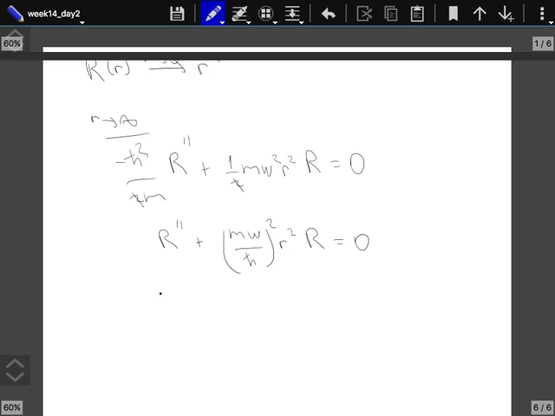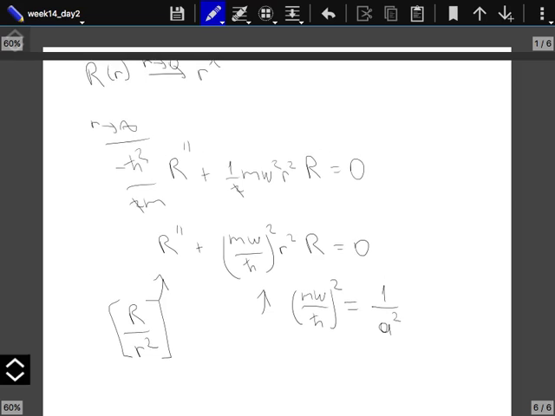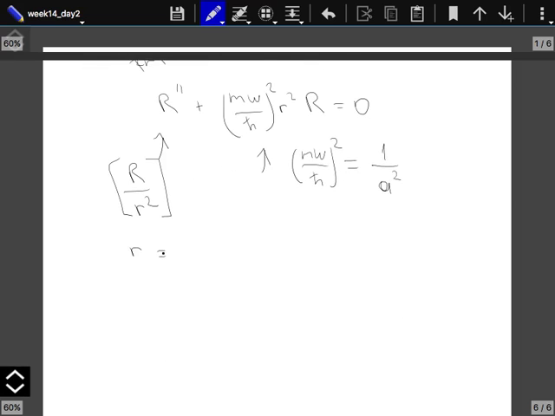And if we just look at this equation, this first term has the dimension of R over r squared. So this term should also have the same dimension. But that basically tells me that m omega over h bar should have some length scale, let's call it 1 over a squared. a is some length scale of the problem. So if you write now r as a times x, where x is not the x coordinate but some dimensionless variable, let me just call it u.